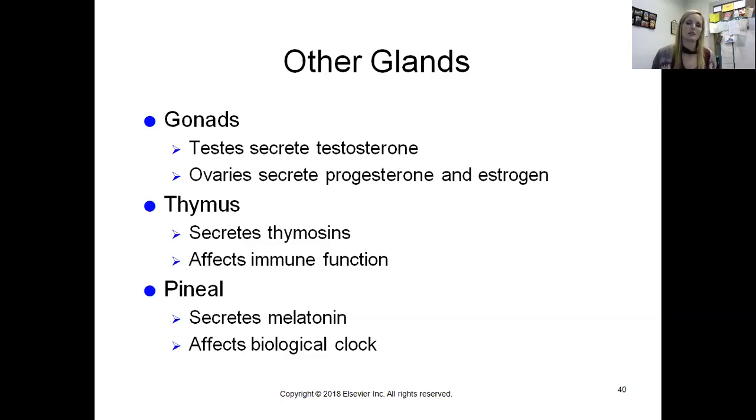And then the pineal gland, we labeled the pineal gland as number 8 up in the skull. It was located between the cerebral hemispheres of the brain. The pineal gland only secretes one hormone called melatonin. Melatonin helps with our biological clock. What I mean by that is melatonin is a hormone that is secreted at the time that my body knows it's time to go to sleep. It's what makes us sleepy. So it's a really great hormone.